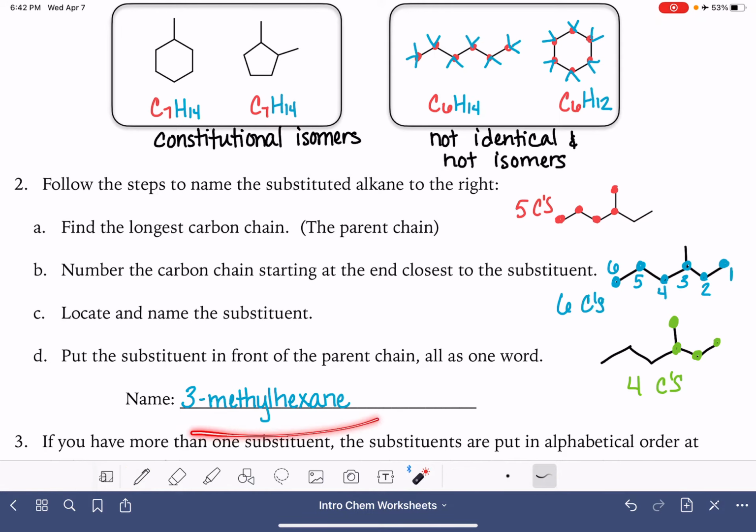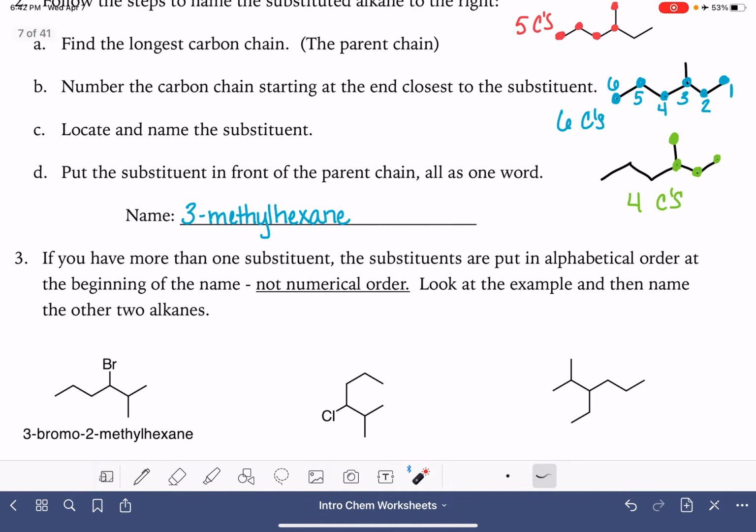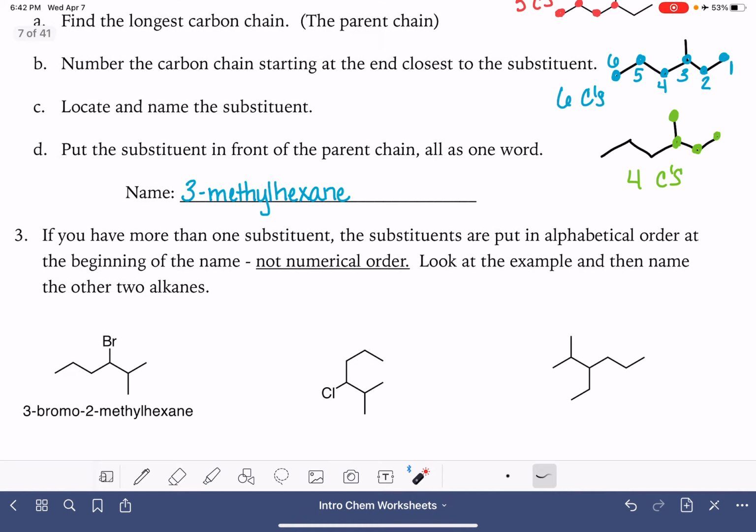And that's all that we have to do. That is the name of this molecule. Now, trust me, it does get easier with some practice. So that's what we're going to continue to work on this worksheet. We'll practice it a little bit more.